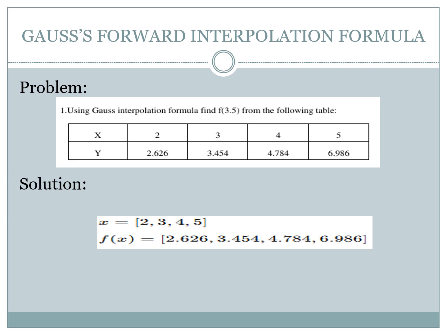That is, x value is 2, the corresponding y variable is 2.626, and the x variable is 3, the corresponding y variable is 3.454, and x variable is 4, the corresponding y variable, that is f of x, is 4.784. The x variable is 5, the corresponding y variable is 6.986. So these are the given variables.